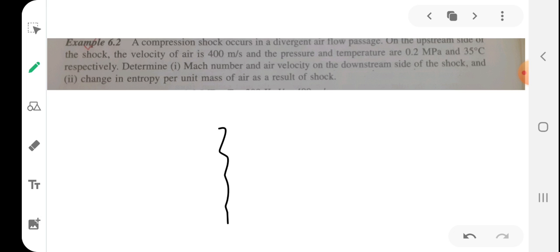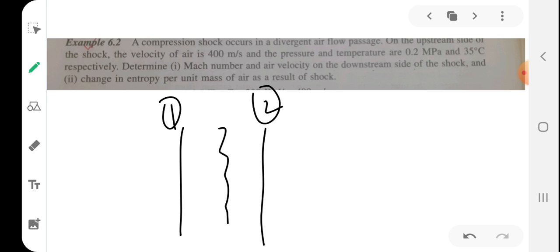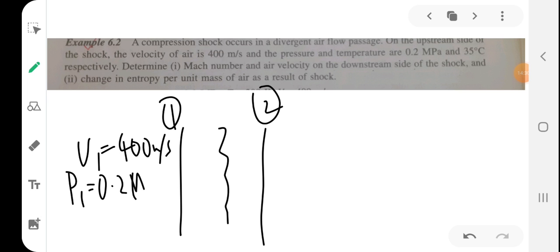There is a shock, with upstream and downstream taken as section 1 and 2. The velocity of air upstream is V1 equal to 400 meter per second, and pressure and temperature are P1 equal to 0.2 megapascal, T1 equal to 35 degrees Celsius, which means 308 Kelvin. You should convert it into SI unit. This much data are given.